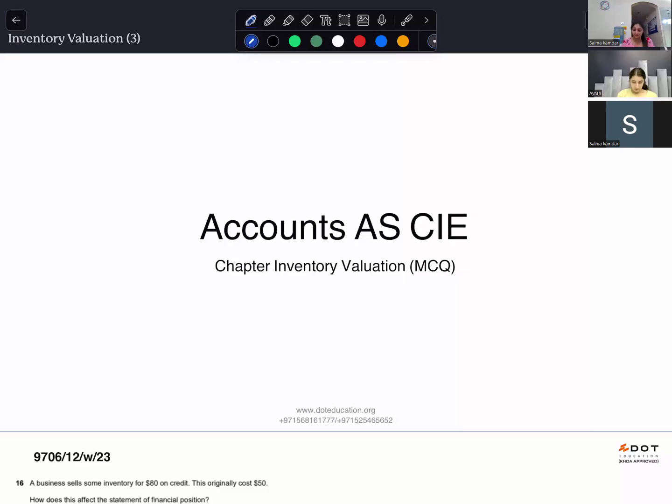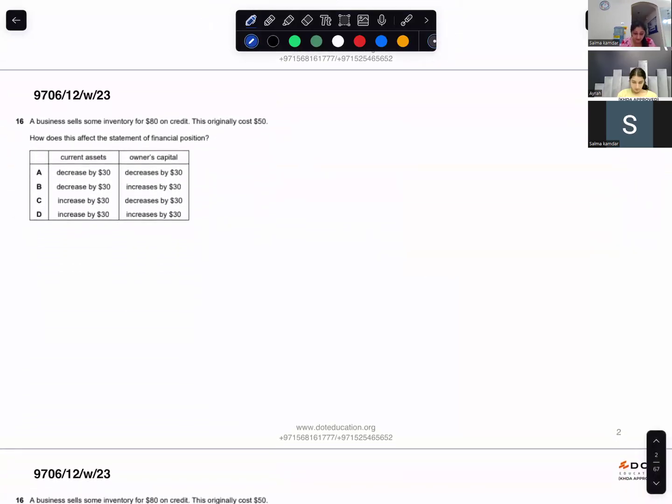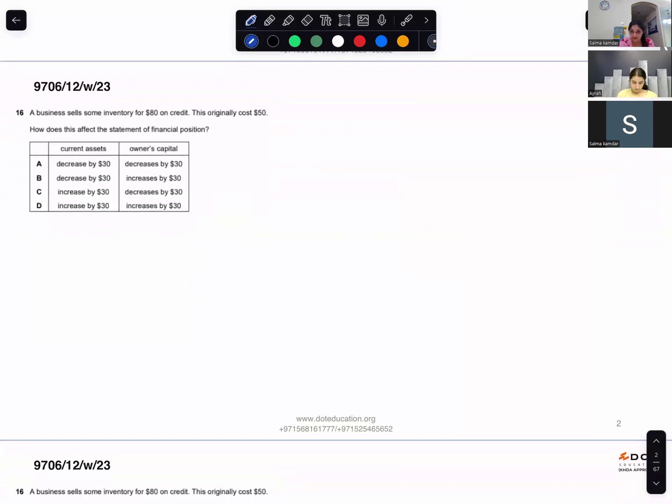So we're doing inventory valuation MCQs. Can you please read the first question, Ira? A business sells some inventory for $80 on credit. This originally cost $50. How does this affect the statement of financial position?